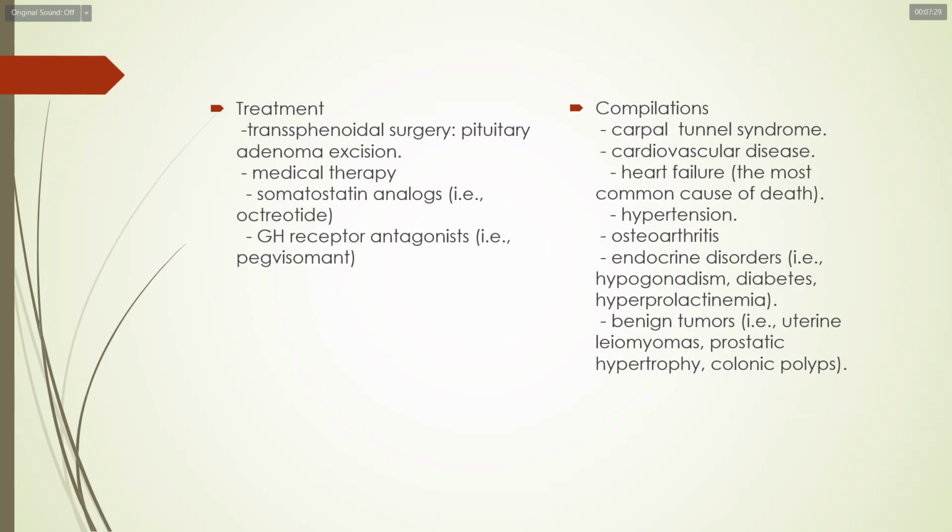Complications of gigantism are carpal tunnel syndrome, cardiovascular disease, heart failure, which is the most common cause of death, hypertension, osteoarthritis, endocrine disorders like hypogonadism, diabetes, hyperprolactinemia, and benign tumors like uterine leiomyomas, prostatic hypertrophy, and colonic polyps. Next.